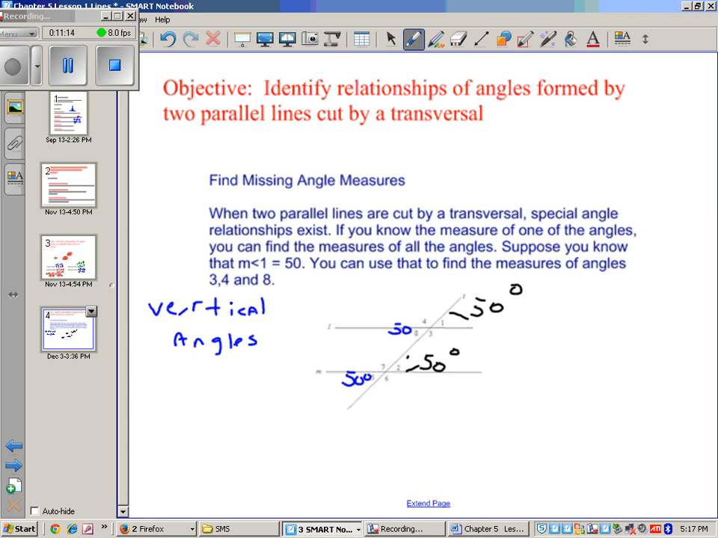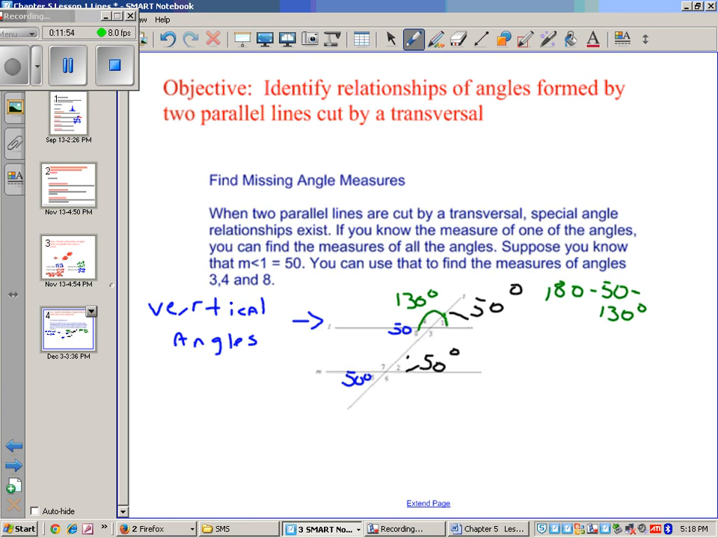Okay, now we can go back into line L. If we think back to our lines, what's the measure of a straight line? A straight line is 180 degrees. So if we started at 1 and went all the way over to 4, that's 180 degrees. Well, if angle 1 is right there, it's 50, we just take 180 minus 50, and that gets us 130 degrees. So angle 4 has to be 130 degrees.